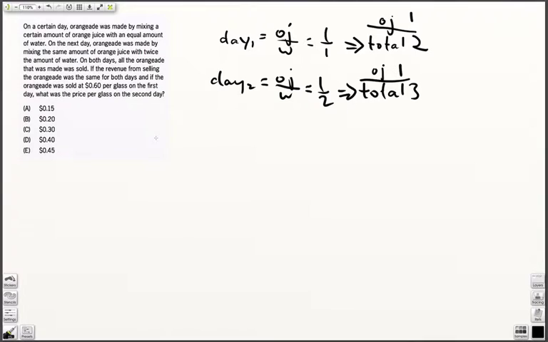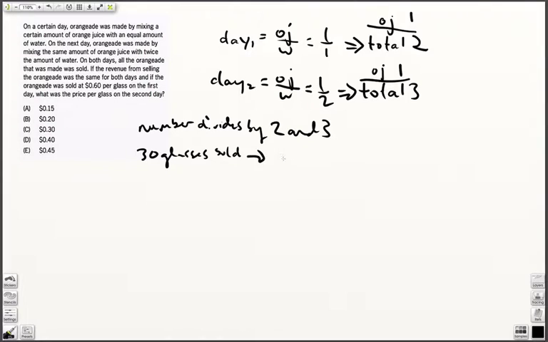If I'm going to do a question like this, it's probably useful for me to pick a number that divides easily by 2 and by 3. As much as I dislike picking numbers, and I think in many cases it's pointless on the GMAT, in this case it actually is pretty useful. So we'll pick a number that divides by 2, and for example, we'll just say there are 30 glasses sold.